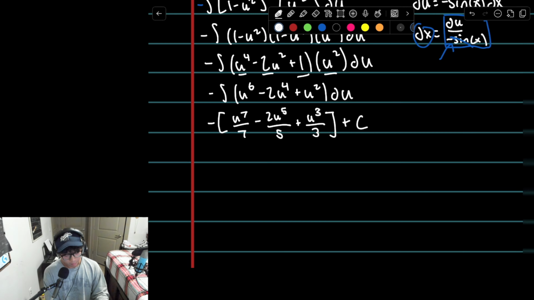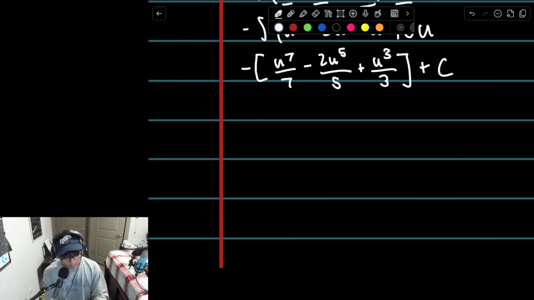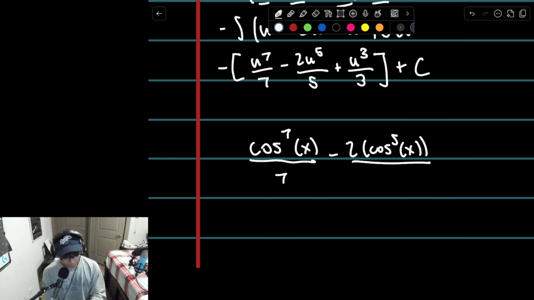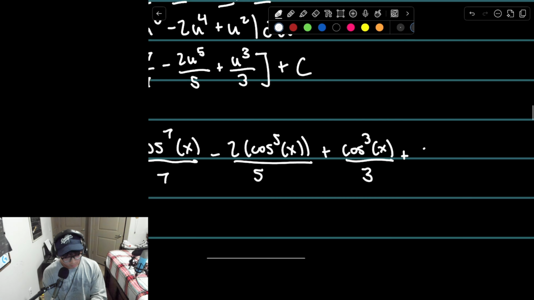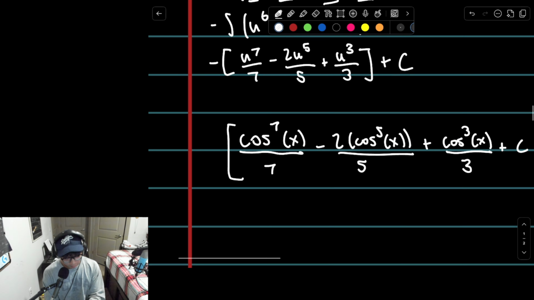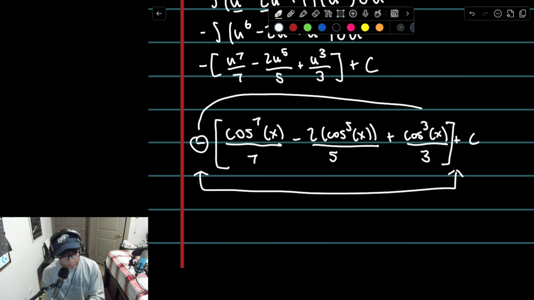Now are we done? No. We know our u is cosine of x, so every single u is going to be cosine of x, which leaves us with cosine to the 7th x over 7 minus 2 cosine to the 5th x over 5 plus cosine cubed x over 3 plus c. And don't forget the negative sign outside. Now with my professor, this is going to be a completely acceptable answer, but maybe some of yours don't, so just distribute this negative throughout all of these if needed.